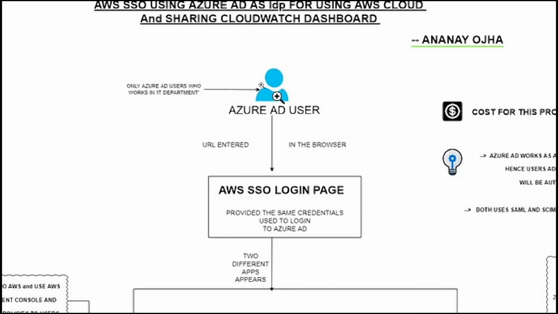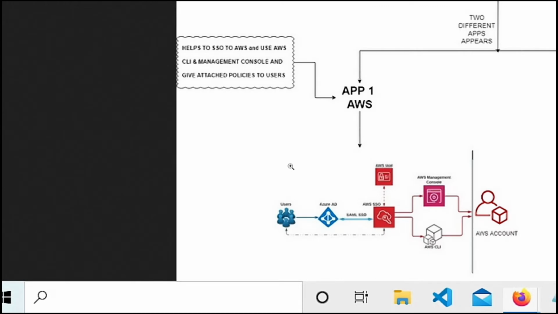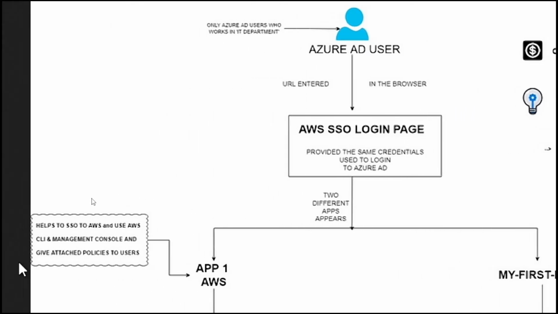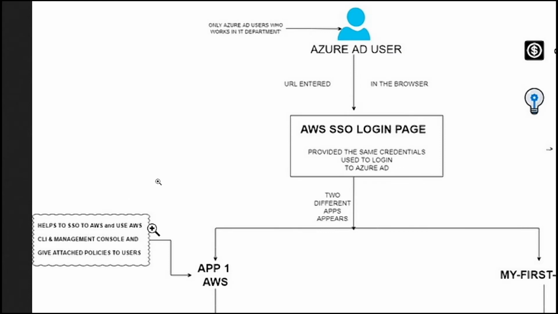So my Azure AD users, only the users who work in the IT department, have to enter the shared URL in their browser. Then they have to provide the login credentials, the same login credentials that they use to log into the Azure portal. For example, of my Azure account, I can provide the same login credential that I used to log into Azure. Then, as you can see, two applications appear. The very first is your AWS application, which helps you get access to your AWS CLI and Management Console.